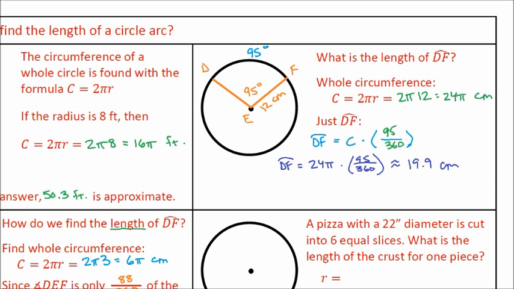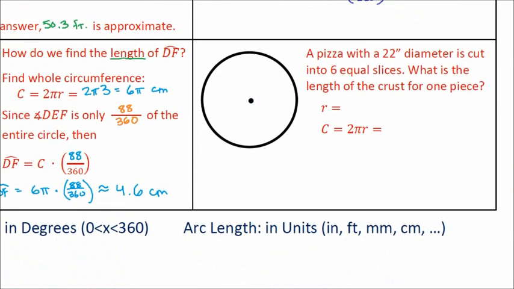All right, last one, last example. A pizza with a 22-inch diameter is cut into 6 equal slices. What is the length of the crust for one piece? Well, think about the crust, class, as part of the circumference. Let's just pretend the crust is around the pizza, and we're just looking for the part of that piece that represents the crust, the part of the circumference.